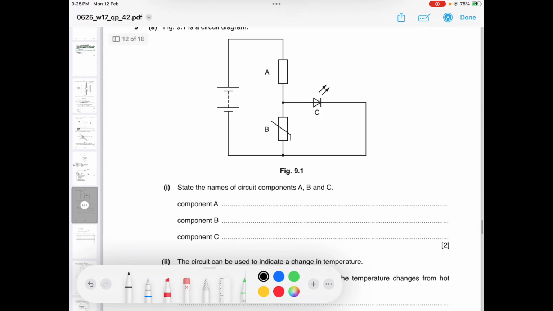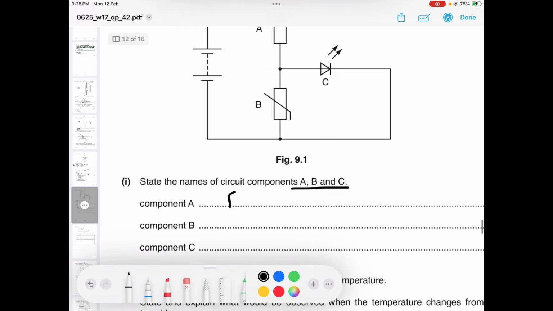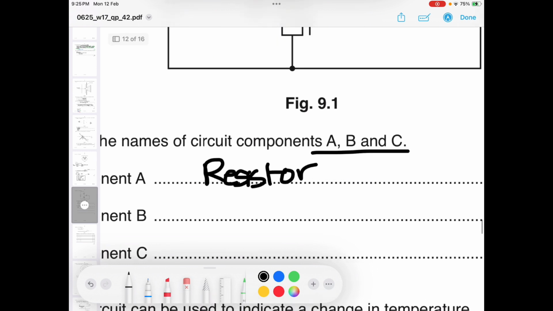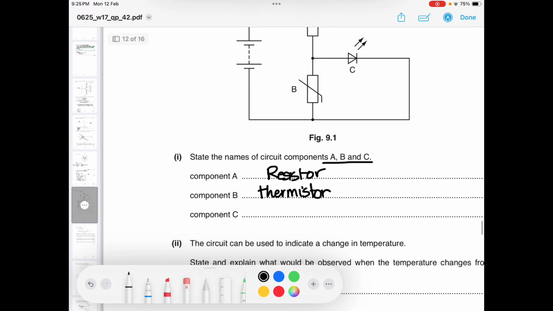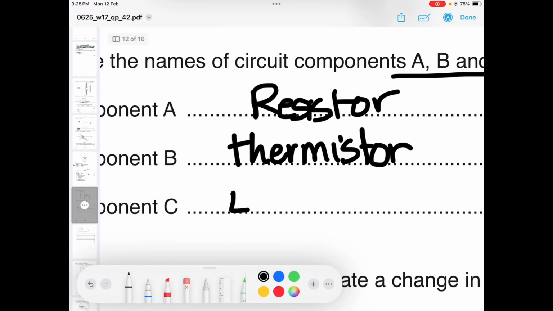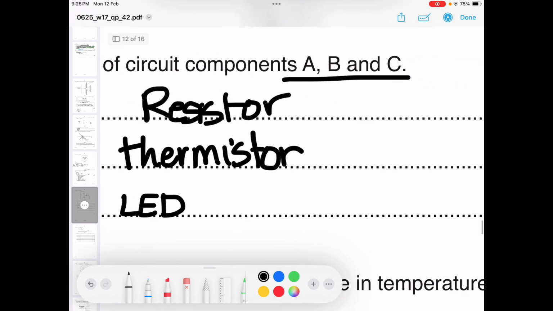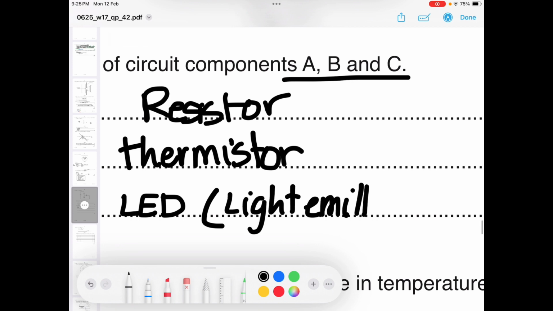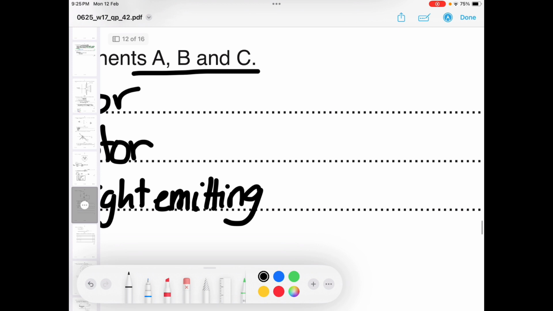Okay, that's good. State the names of the circuit components A, B, and C. A is just a resistor, plain old resistor. Component B is a thermistor. This one is the temperature one. As the temperature increases, its resistance decreases. And the component C is LED, or you can say a light emitting diode.